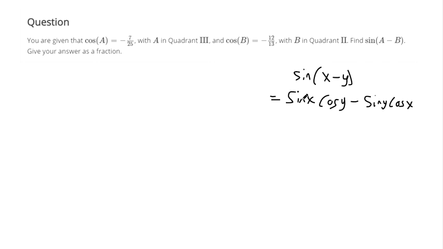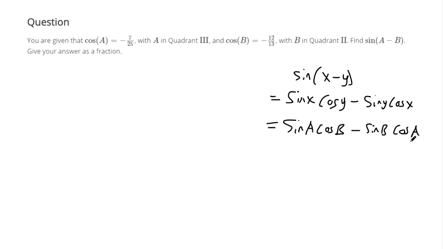The order is the order that they come in. We have to have sine of x cosine y subtracted by sine y cosine x. Okay, so that's basically the formula that we're going to want to use, except instead of x and y, we just have sine of a cosine b, sine of b cosine a.